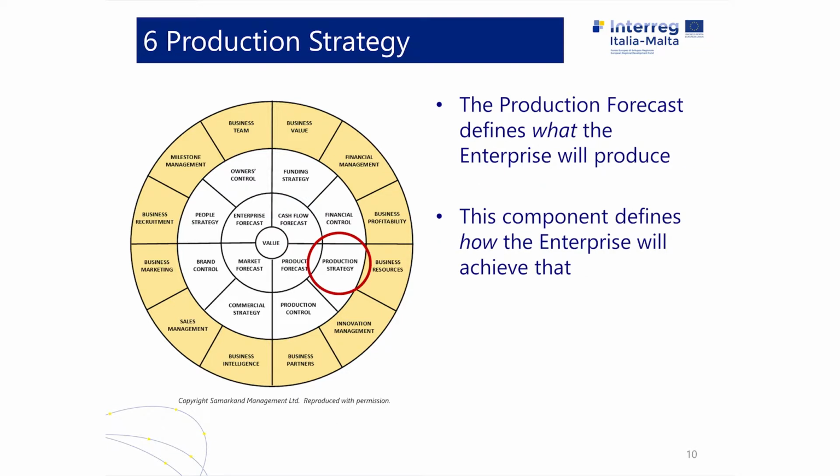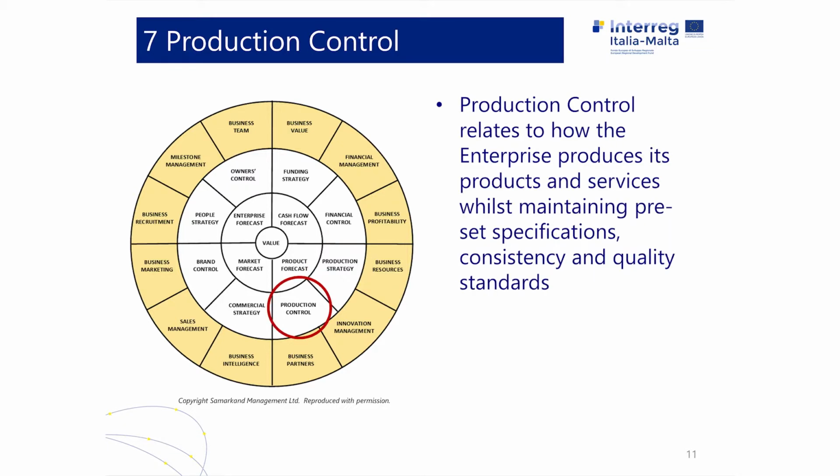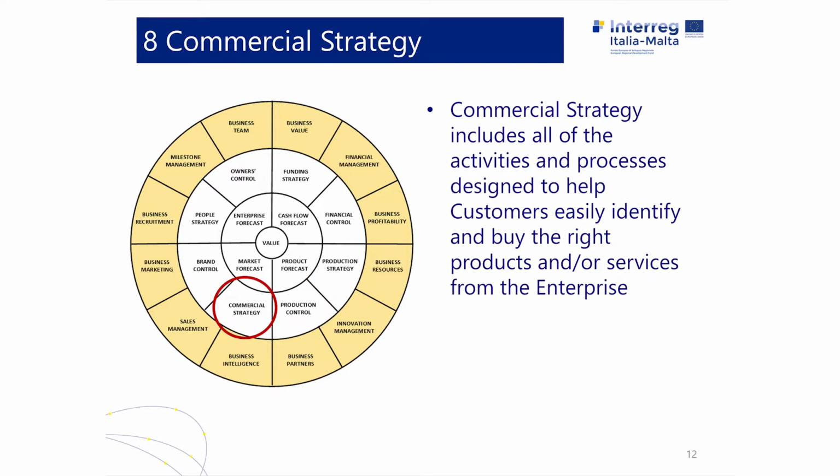Now we move to strategies, and the production forecast defines what the enterprise will produce, but the production strategy defines how the enterprise will achieve that. Similarly, production control relates to how the enterprise produces its products and services while maintaining preset specifications, consistency, and quality standards. Similar things apply with commercial strategy, and that's all the activities and processes designed to help customers easily identify and buy the right products and or services from the enterprise.